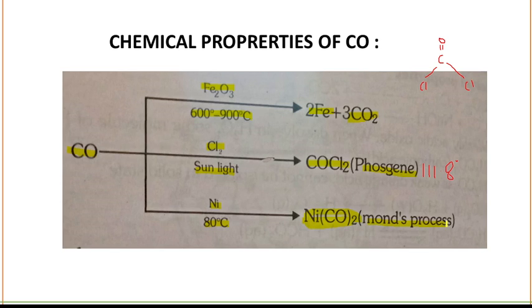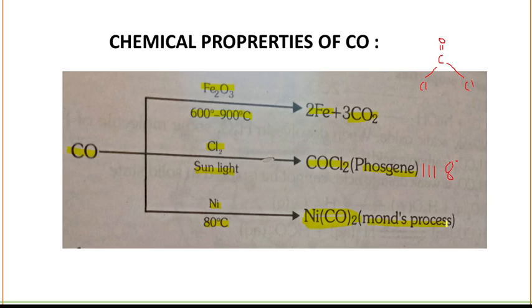The Mond process, sometimes known as the carbonyl process, is a technique to extract and purify nickel. The impure nickel reacts with carbon monoxide at 50 to 60 degrees Celsius, or it can exceed up to 80 degrees Celsius, to form gaseous nickel carbonyl, leaving impurities as solids. So this was all about carbon monoxide.